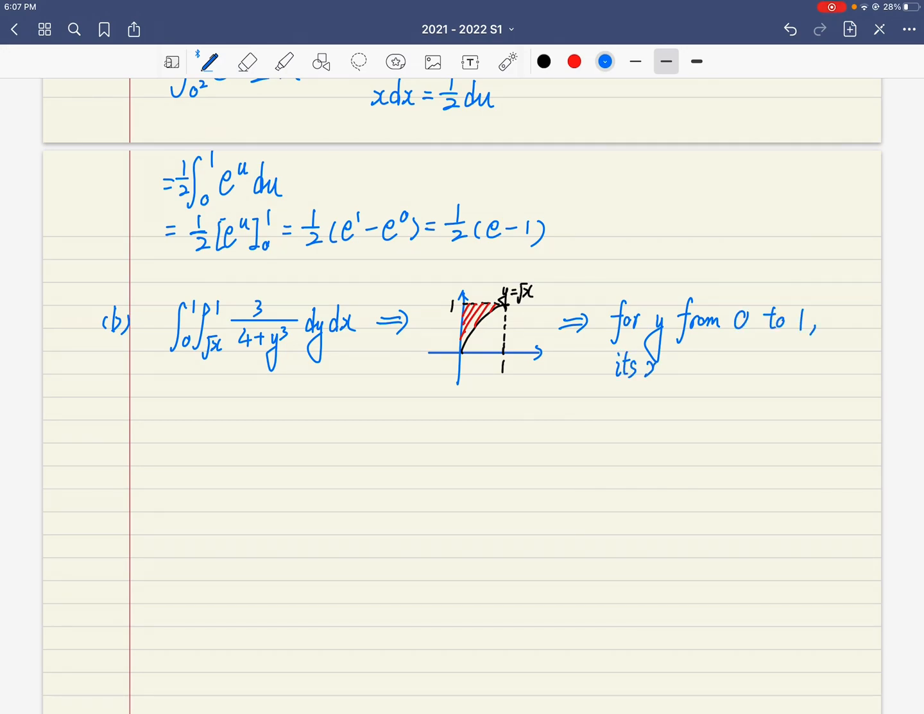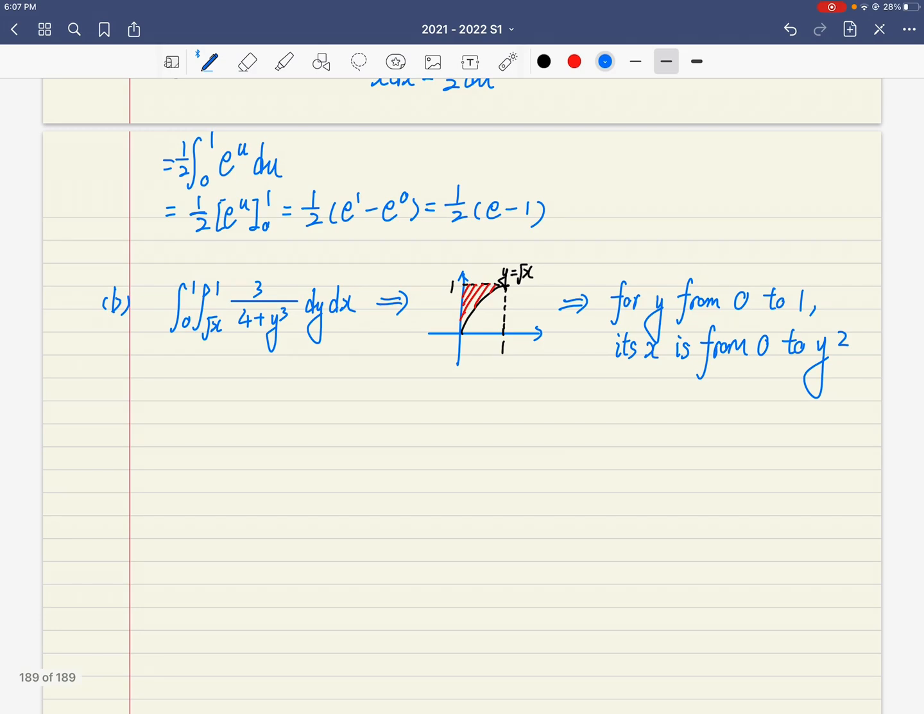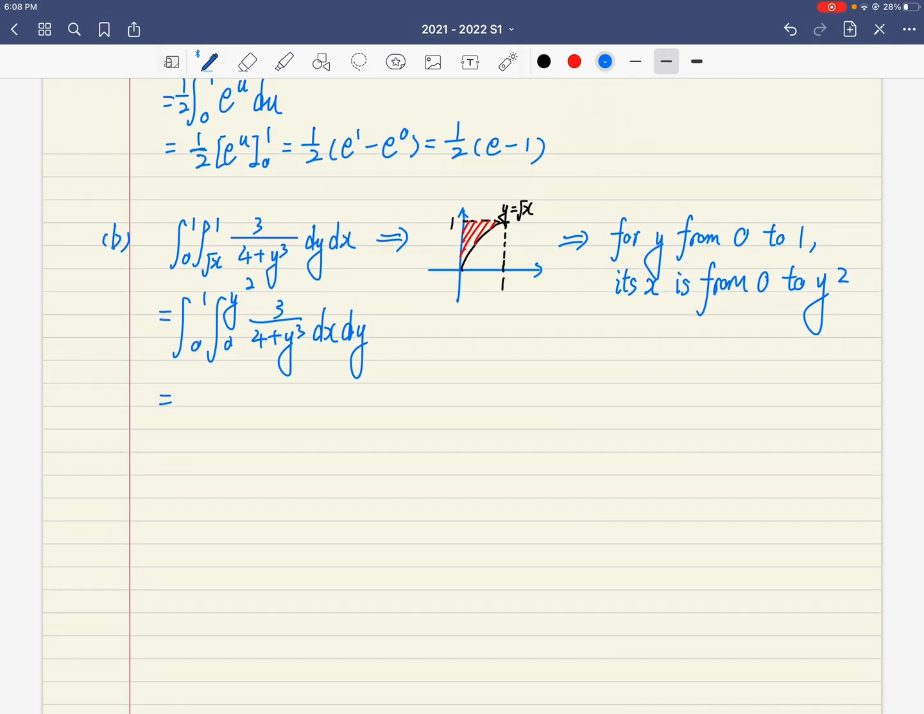Its x is from, you can see for each y, its x is between here and here. So its x is from 0 to this part. What is this part? The y is square root of x, so the x is y squared. So it's from 0 to y squared. That's why you can rewrite this as for y from 0 to 1, its x is from 0 to y squared. Then 3 over 4 plus y cubed. Let me write it down here.